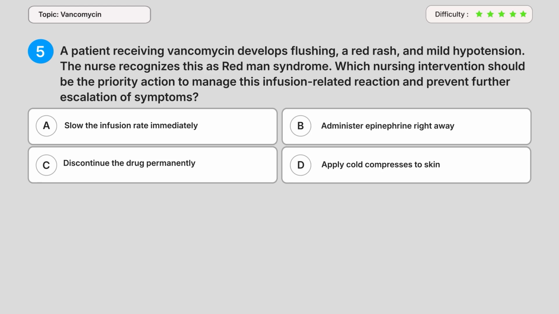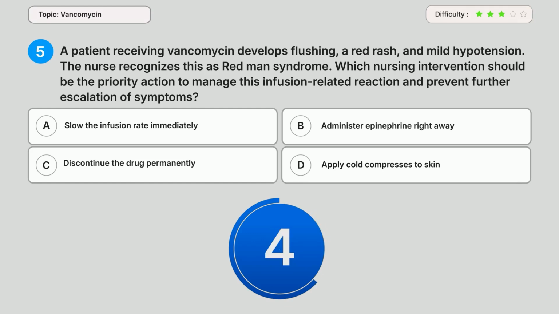A. Slow the infusion rate immediately. B. Administer epinephrine right away. C. Discontinue the drug permanently. D. Apply cold compresses to skin. What do you think is the answer?